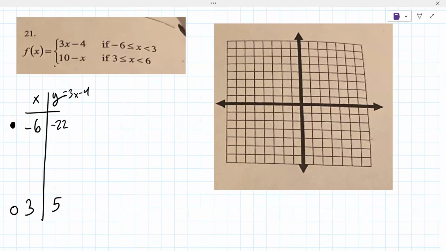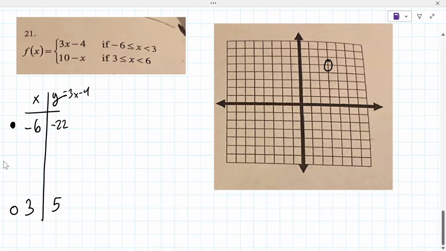Good. Now the problem with this one is it's not on your graph. I don't know what to suggest. Why do they do it? It's just making this so much harder. So let's go to 3, 5. So 3, 5, 1, 2, 3, 4, 5. Open circle there. Make sure it's really open.